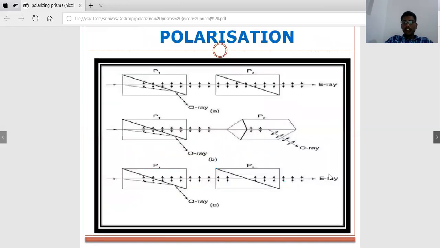See here, in the second case we get the O-ray. Why? Because it is at 90 degrees. The intensity of the extraordinary ray in the second case is 0; we only get the ordinary ray. For the third case, we again get the extraordinary ray.